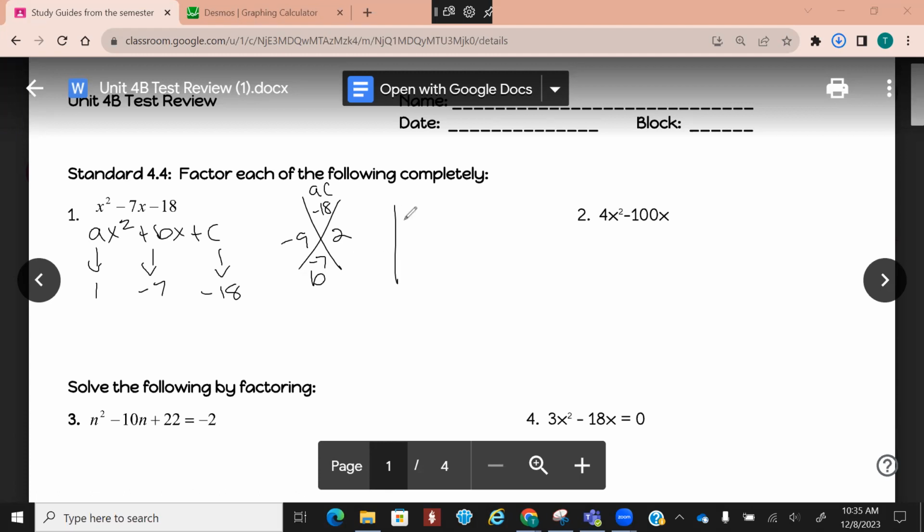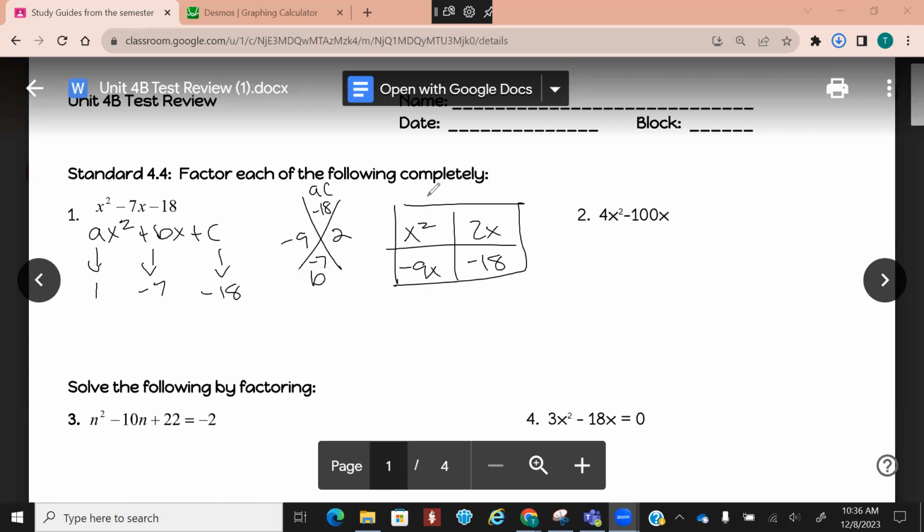The next step of factoring is to draw that box. Okay, so we list the first term in the first box, last term in the last box, and those 2 numbers we just found, we slap an X on them and put them inside the box. So now we're going to ask ourselves, what times what would give us what's inside the box? Okay, and that's going to be x minus 9 times x plus 2. Okay, so this is in factored form.